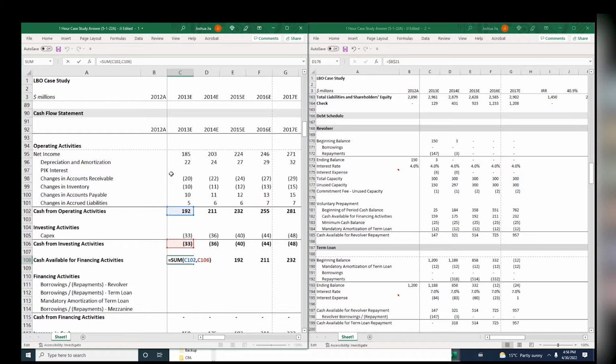Now this is the key line. If you learn nothing else from this session, because I've been rambling on about too many things, learn this: cash available for financing activities is the most important line in the LBO model.